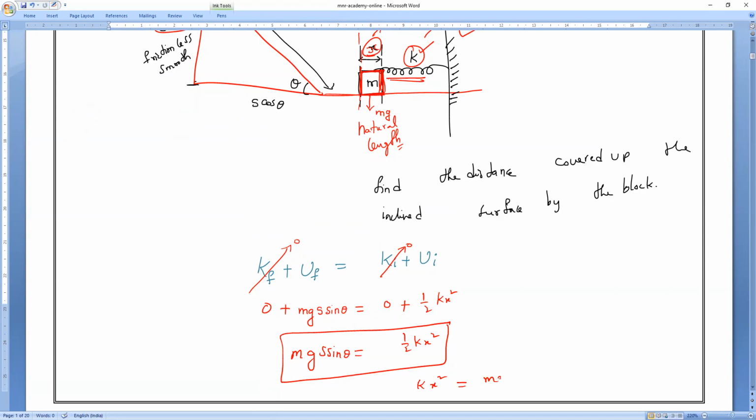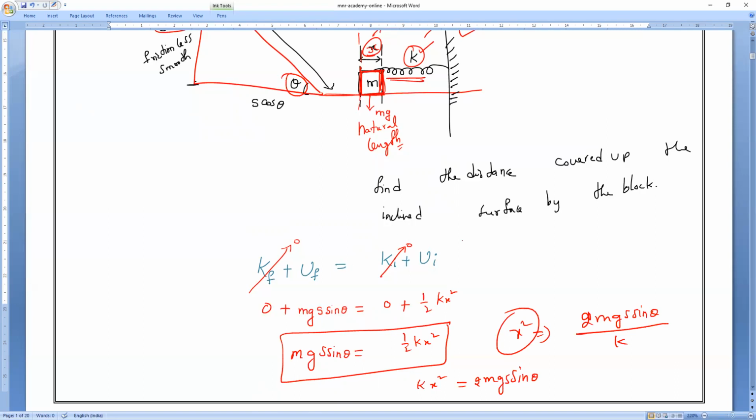So kx² is equal to 2mgs sin θ. So x² is equal to 2mgs sin θ divided by k. If they give you the θ value and the k value, you can substitute them and find the x, which is the compression. So that is what we can find.